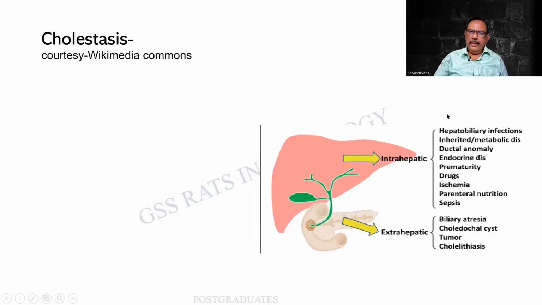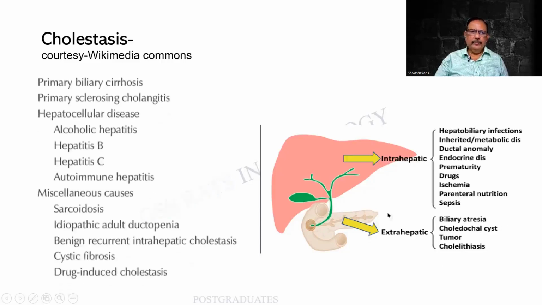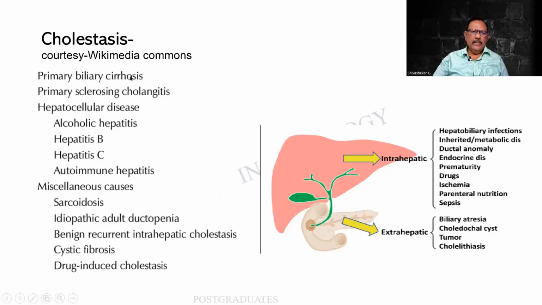Cholestasis, courtesy Wikimedia. So when I say cholestasis, it is the stasis of bile. It can be intrahepatic, as in the case of infections, metabolic disorders, duct anomaly, endocrine disorders, drugs, ischemia, sepsis, and so on. Extrahepatic: biliary atresia, any form of tumor, cholelithiasis, or any other form of obstruction. This is what our classical Robbins itself gives. We can remember this one.